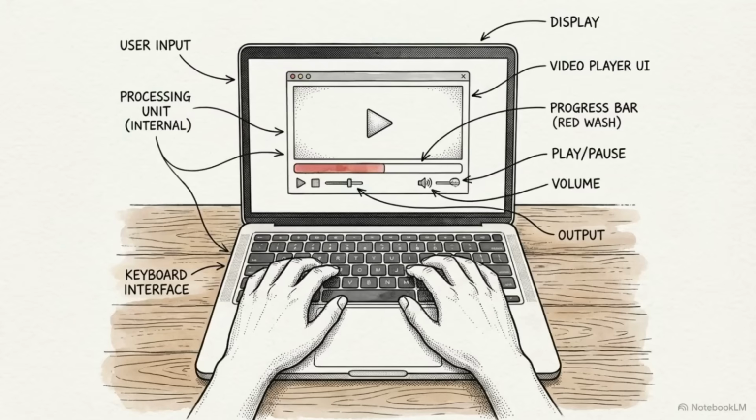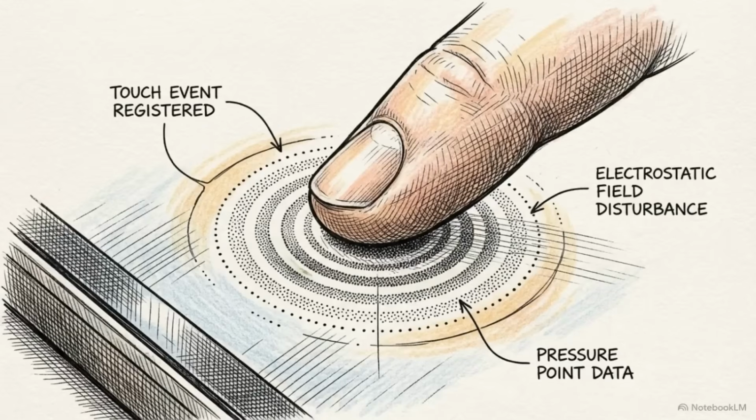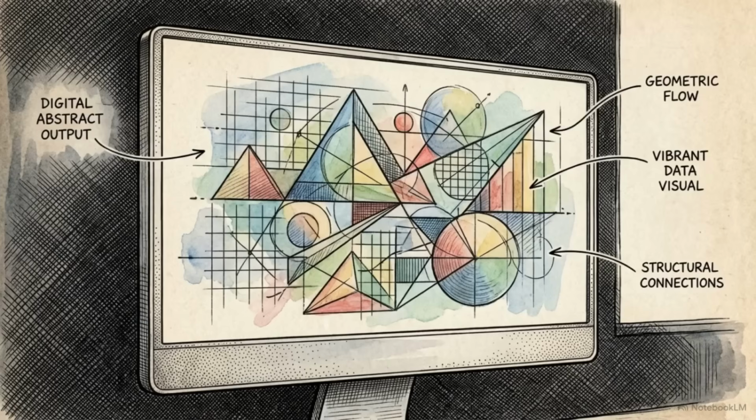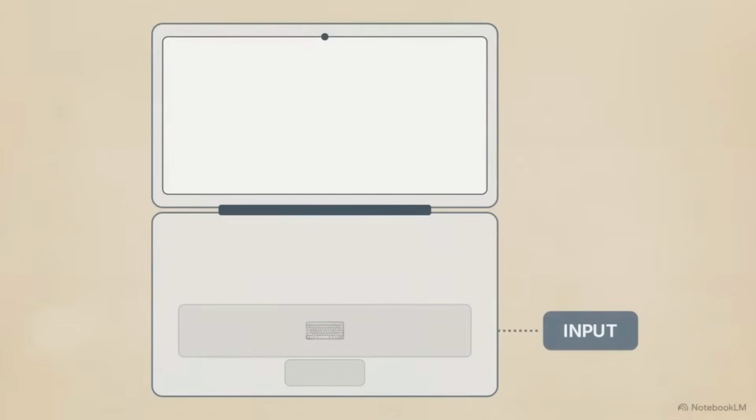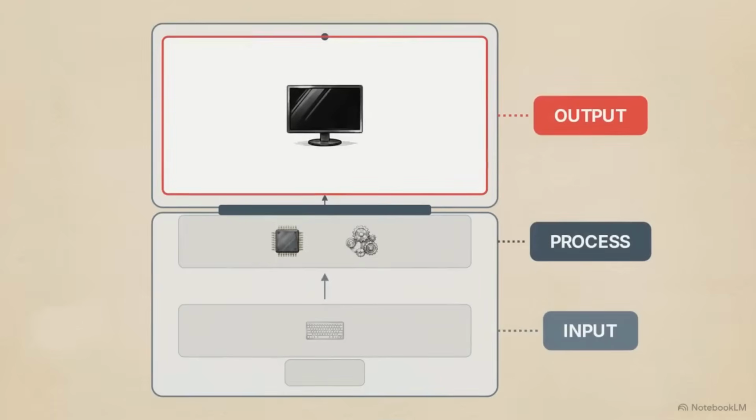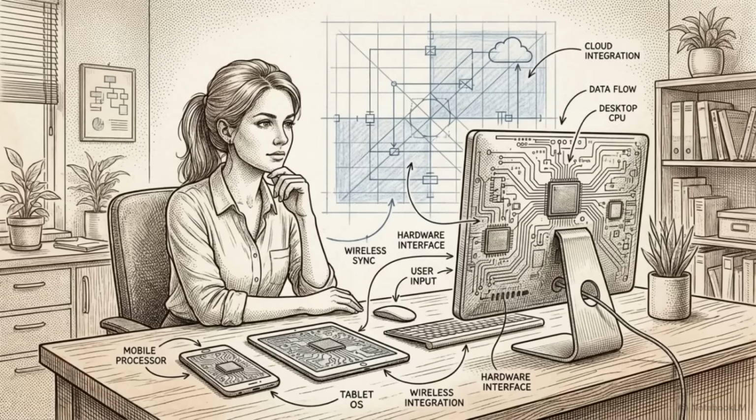You can see this system map in action right now. Take a moment to look at the device you are using to watch this video. Identify the surface you use for input, whether it's a mouse or a touchscreen. Consider the processor working out of sight and the screen providing the visual output. By using this map to categorize the technology around you, you can understand the basic steps any machine takes to complete a task. You are no longer just looking at a device. You are observing a system at work.